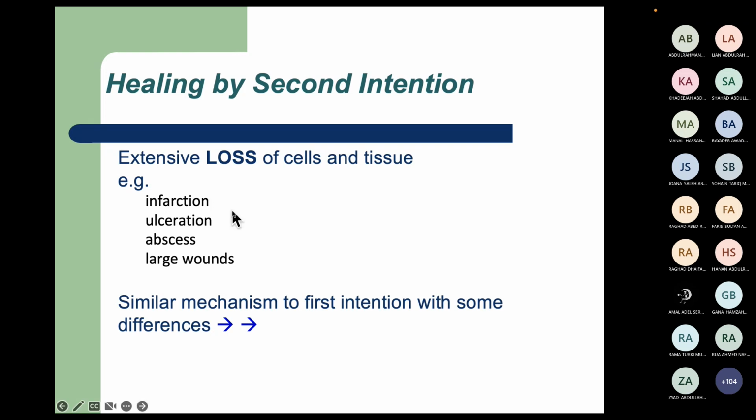There's a difference between infarction and necrosis. I will not go into the detail. So necrosis and infarction are different. Necrosis is seen under the microscope, infarction when you see it with the naked eye. Ulceration, you understand, abscess, you understand, large wounds. So whenever there's large damage, healing will be by second intention. The mechanism is the same, but there are some differences.